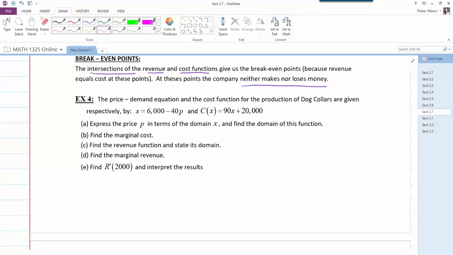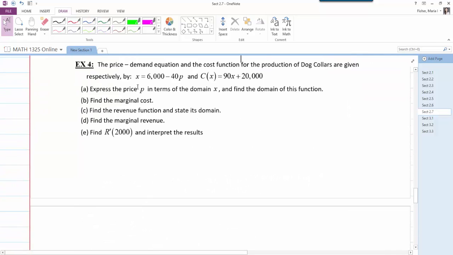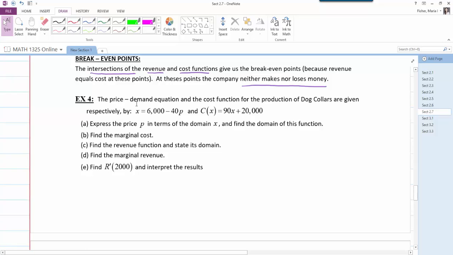So what we're going to do now is look at example 4, which is pretty long. The first thing it tells us in example 4 is that the price-demand equation and the cost function for the production of dog collars are given respectively by these two different equations. Part A: express the price P in terms of the demand X and find the domain of this function.